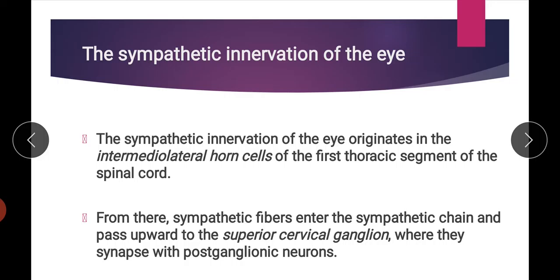Now the sympathetic innervation of the eye. The sympathetic innervation of the eye originates in the intermediolateral horn cells of the first thoracic segment of the spinal cord, and from there the sympathetic fibers enter the sympathetic chain and pass upward to the superior cervical ganglion, where they synapse with the postganglionic fiber.